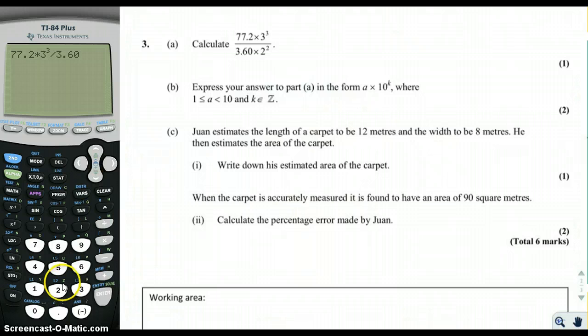And then I'm going to divide, and I'm going to put 3.60 times 2 squared. And this looks almost like what's there. I mean, a straight translation of what we did here. We just did 77.2 times 3 cubed, and then we did divide, and then we did 3.60 times 2 squared. Okay? And then we're going to get 2316.